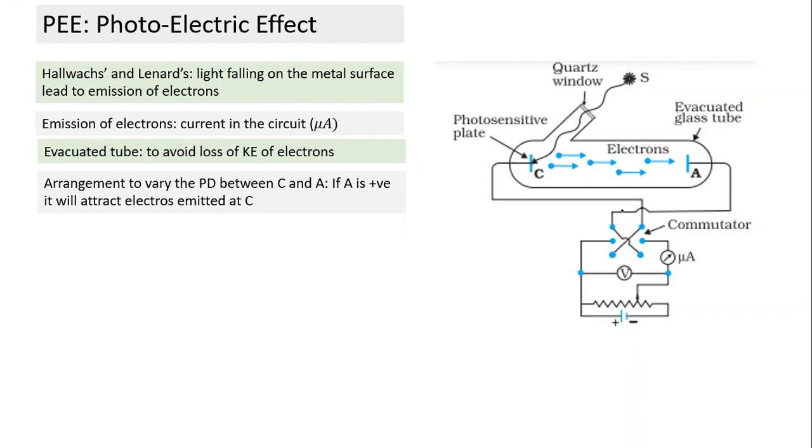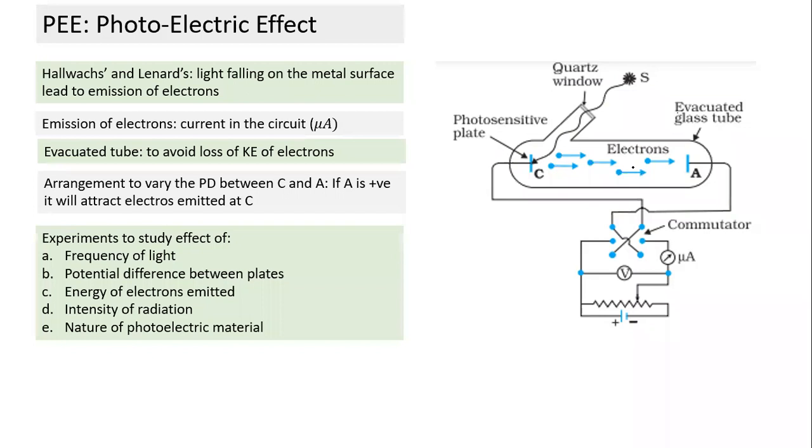Are we okay with this? If both emission and collection are happening, it will lead to current, and the more electrons getting emitted in unit time, the higher the current will be. And we can vary this potential. If A is kept at a positive potential, it will attract electrons emitted at C. That's what the positive potential will do.